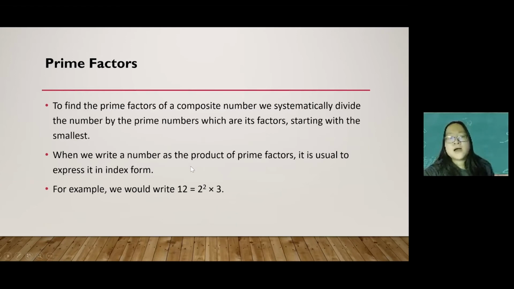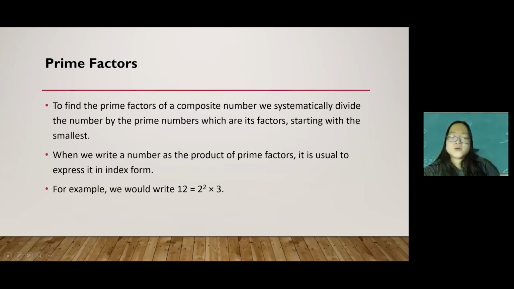To find the prime factors of a composite number, we systematically divide the number by the prime numbers which are its factors, starting with the smallest. When we write a number as a product of prime factors, it is usual to express it in index form. I usually go with the terminology of the book, but that's sometimes a bit different from the terminology in the typical Canadian curriculum. When we say index form, we basically mean using powers. For example, we would write 12 equals 2 squared times 3. Rather than writing 2 times 2 times 3, we write 2 squared times 3.